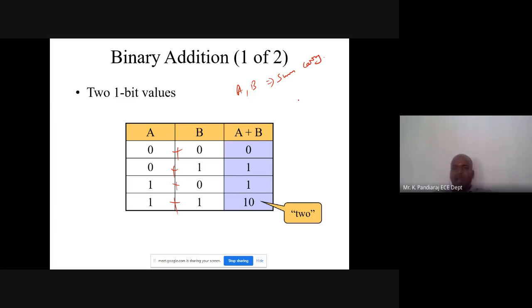When we are adding an even number of ones, the sum is 0 and carry 1 will come. When we are adding an odd number of ones, the sum is 1. That's why while adding 1 plus 1, it is an even number, so sum 0 is coming and carry 1 is coming. So this 10 value in binary representation is what? 2 power 0, 2 power 1, so this is 1, this is 2. So 10 means the value is 2. So 1 plus 1 is equal to 2.